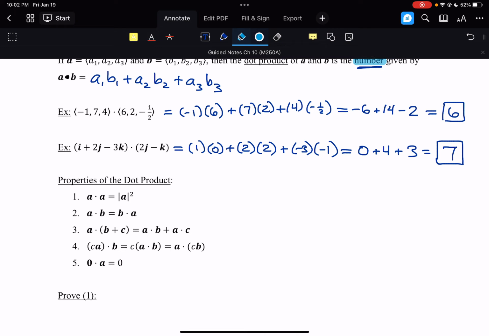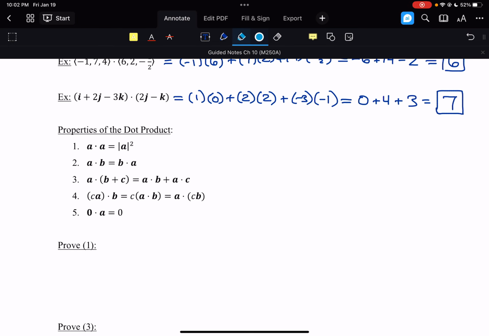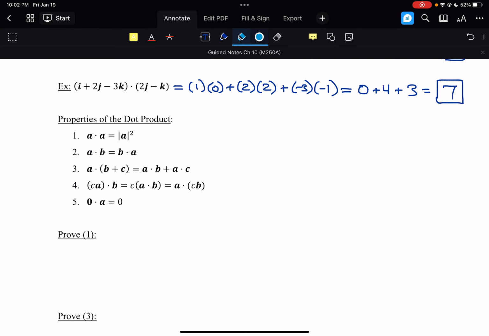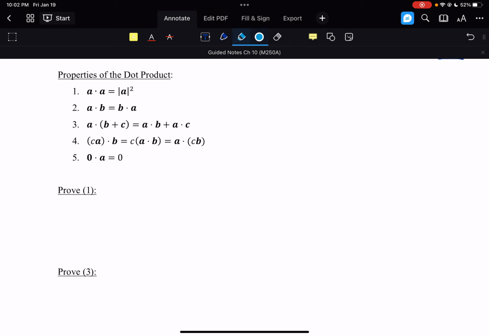We can prove a couple of these properties. We can prove all of them, but we are going to prove a couple of them. So we're going to prove the first one here first. And we're going to do all these proofs in V3, so for three-dimensional vectors.